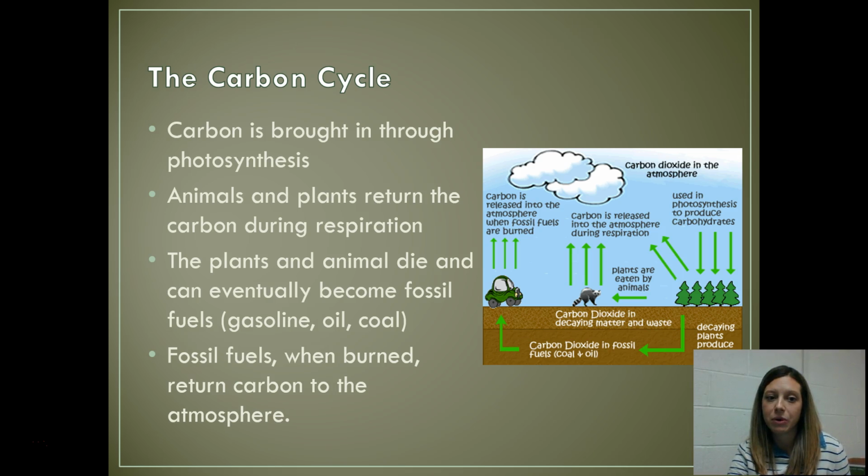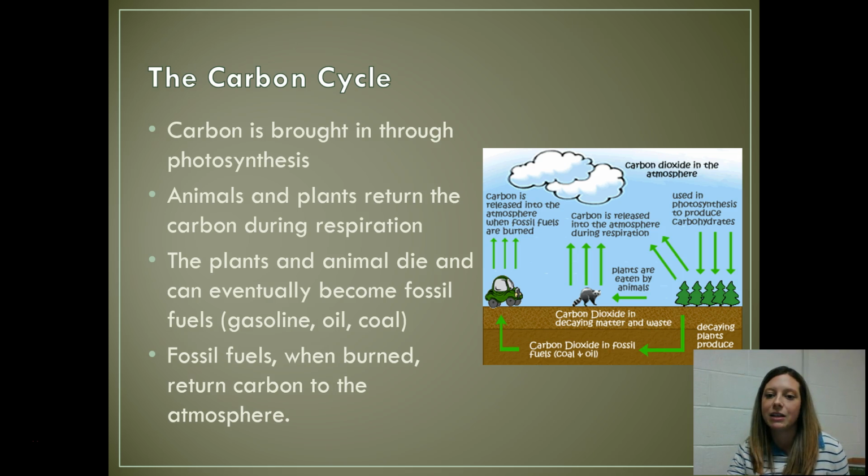So like I said, carbon is brought in through photosynthesis, and then animals and plants return the carbon during respiration. The plants and animals die and can eventually become what's called fossil fuels. Over hundreds of thousands or millions of years, these fossil fuels that go deep into the soil sort of compact, and eventually, through natural processes, they would decay and the carbon would return to the atmosphere at a very, very slow rate. But what we're doing as humans is we're burning those fossil fuels, which is returning that carbon back into the atmosphere at a very fast rate.